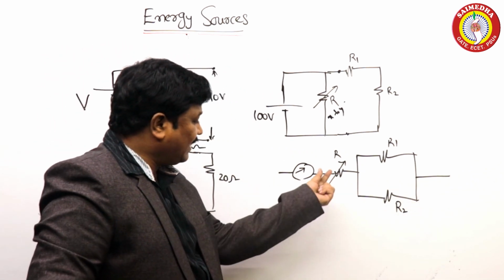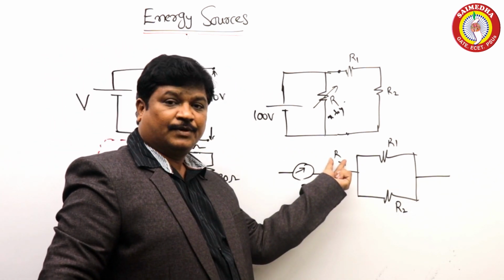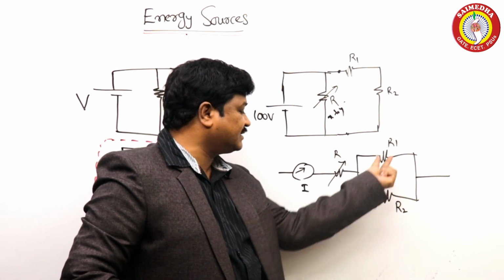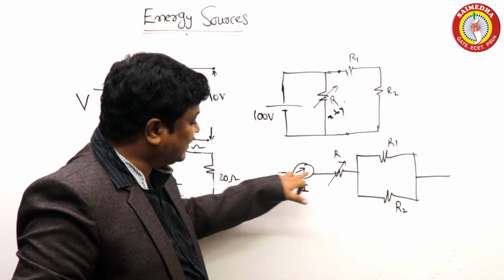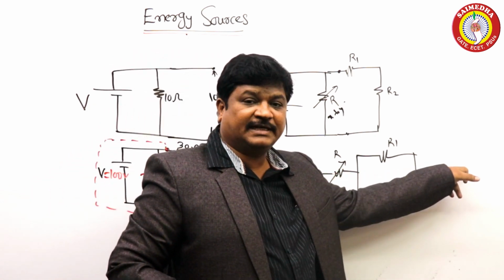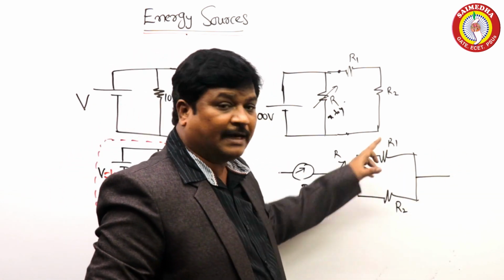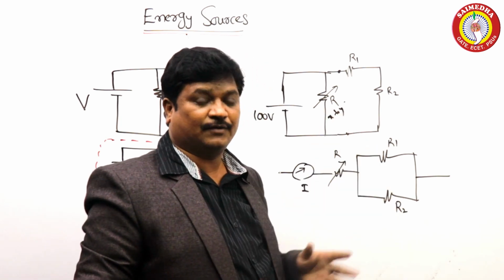So, if I vary this resistance, what is the change in current? Either this or here, no change. Why? Because whatever current is coming here, it will go out like this. Finally, the current is divided according to the resistance values.